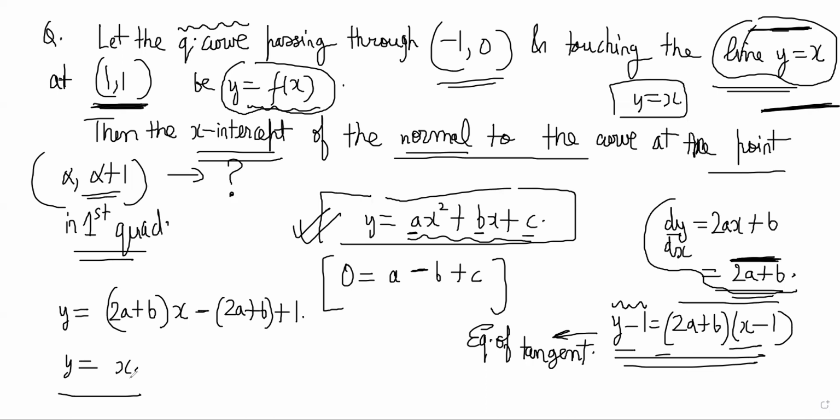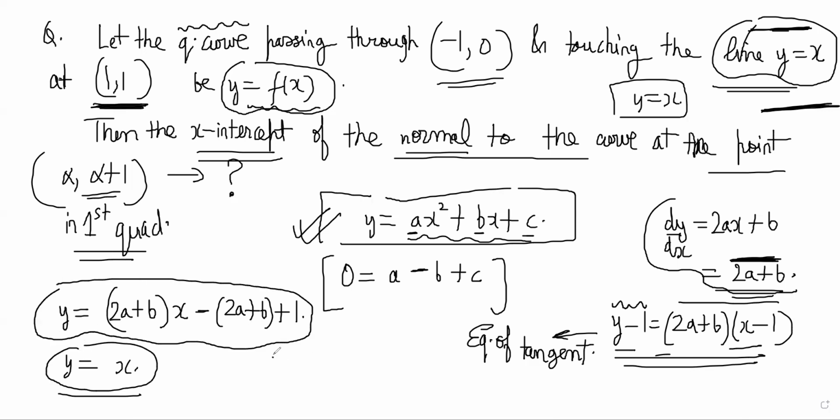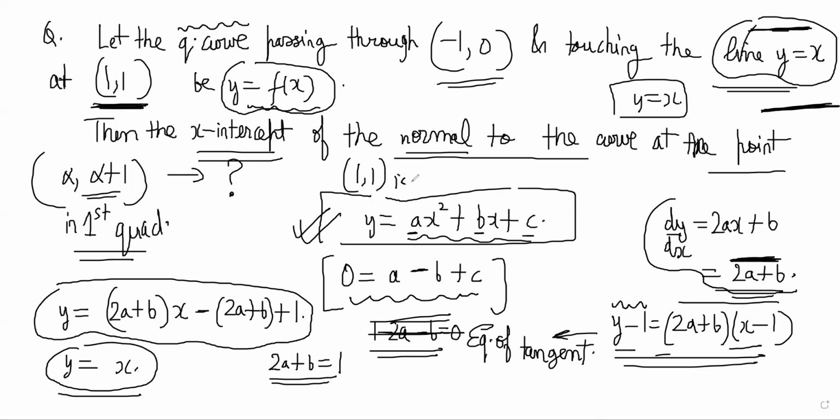Is that coming? Yes. Yashwant, are you understanding what I'm saying? Yeah, I'm understanding it. If this is the tangent and this is the tangent equation that you got, they must be same. So obviously 2a plus b is 1 and 1 minus 2a minus b is 0, which is the same thing basically. 2a plus b is 1 is coming. This we already got that minus 1 comma 0 is lying on it, right? We also know that 1 comma 1 is a point on the curve, right?